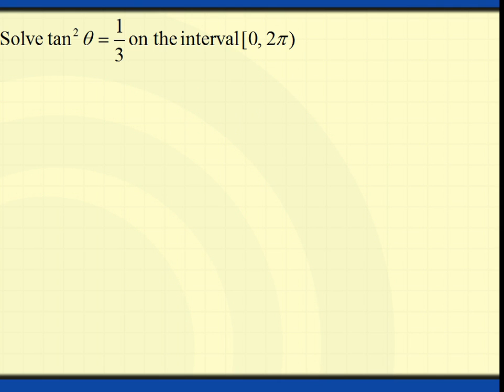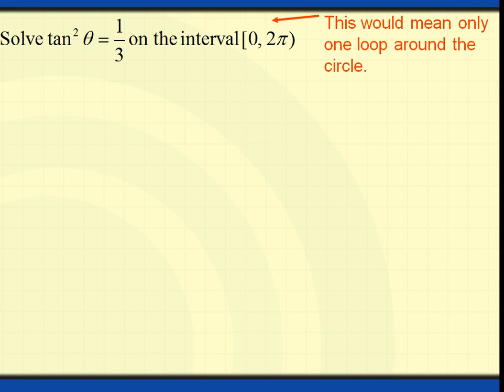Next one, let's solve tan squared theta is equal to 1 over 3. But in this case, they're giving us the interval from 0 to 2 pi, excluding 2 pi. So, again, I always ask myself, can I put it into the proper format? I need tan of theta is equal to something. Well, how do we usually get rid of a square? We take the square root. So, what we are going to do is take the square root on both sides.